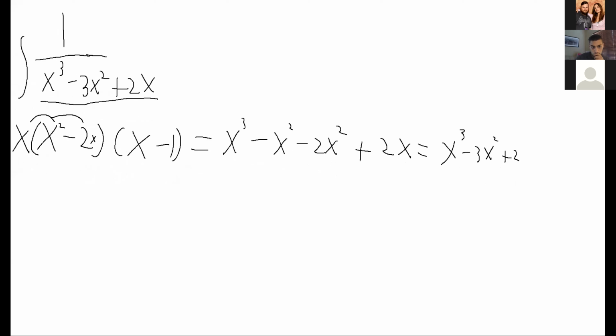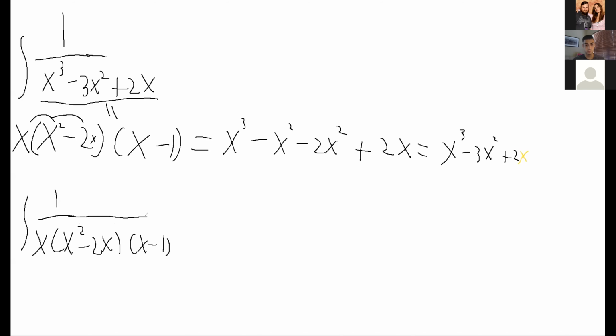So that means the integral of this, these two are equal. So we could write it now as x squared minus 2x times x minus 1. Then we can have a over x.